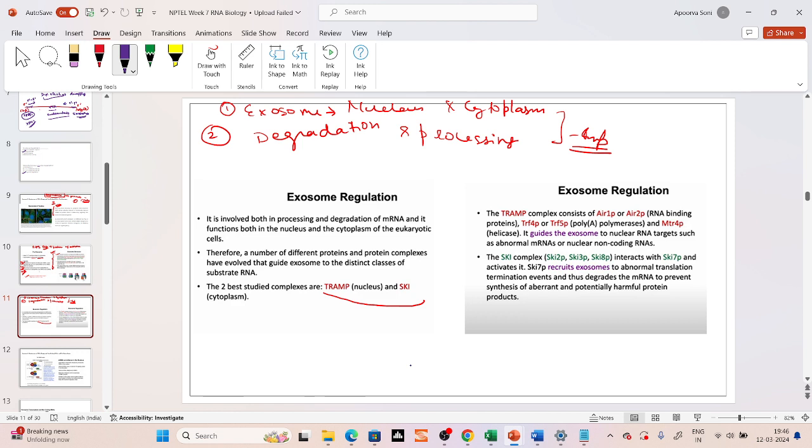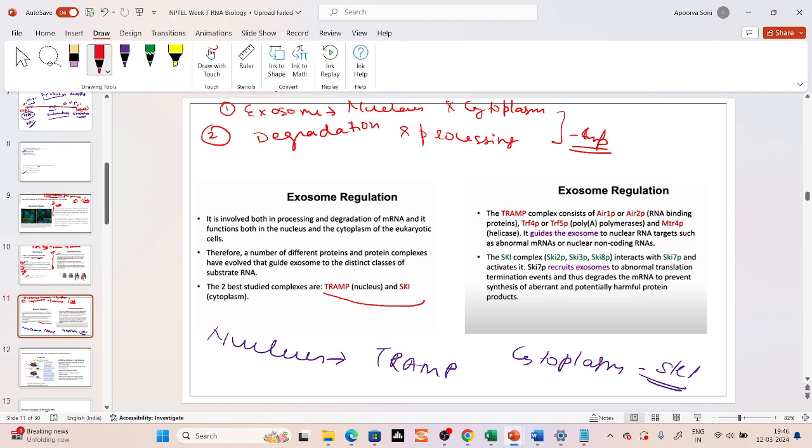So in the nucleus we require TRAMP. In the nucleus there is the TRAMP complex, and in the cytoplasm it is SKI. So you can see here, the TRAMP complex consists of Air1p, Air2p, and all these things. And the SKI complex consists of these three things. So these are just the proteins which are there in the two complexes.